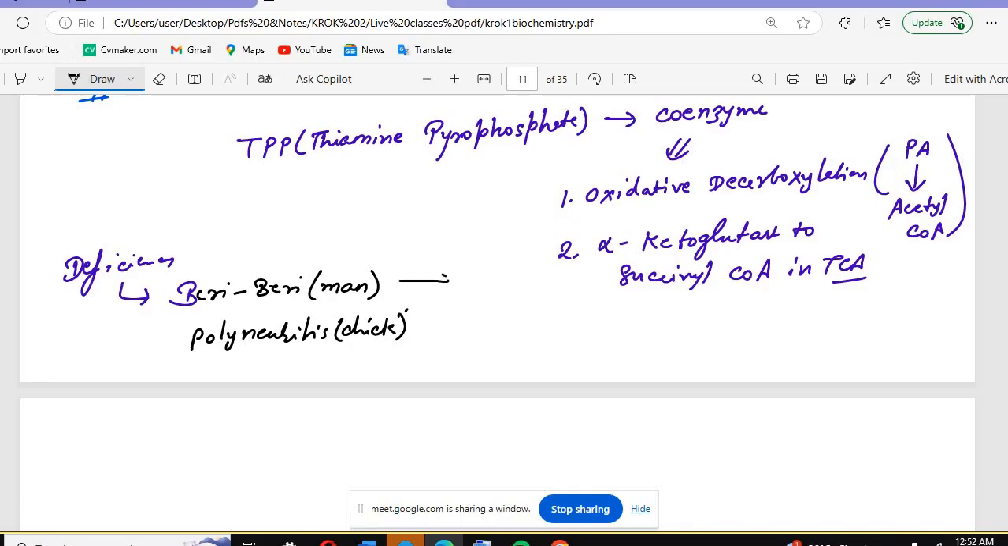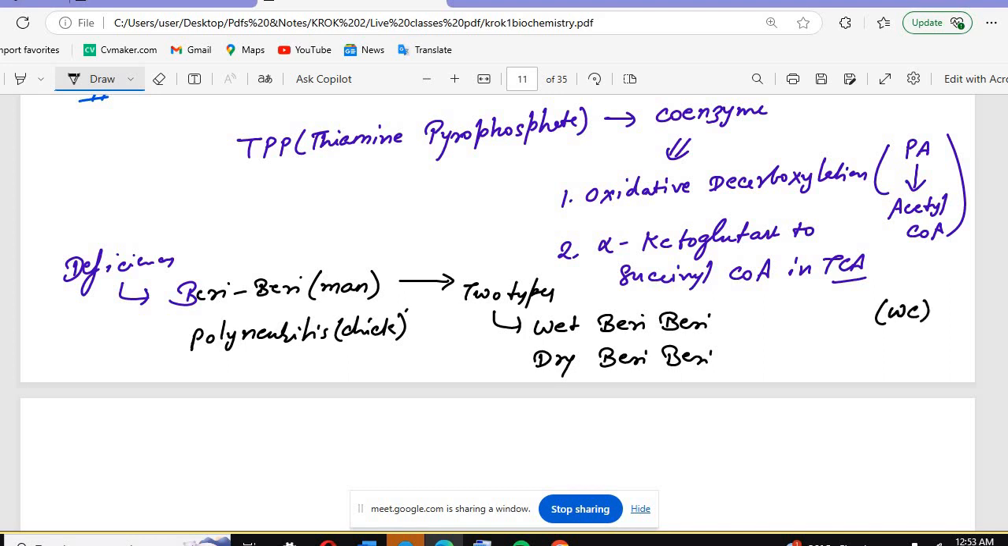Now remember, beriberi is of two types. It can be wet beriberi, or it can be dry beriberi. For wet beriberi, you can remember WC: it will cause cardiomyopathy. And for dry, D4 nervous problem: it will cause the nervous problem or neuritis.